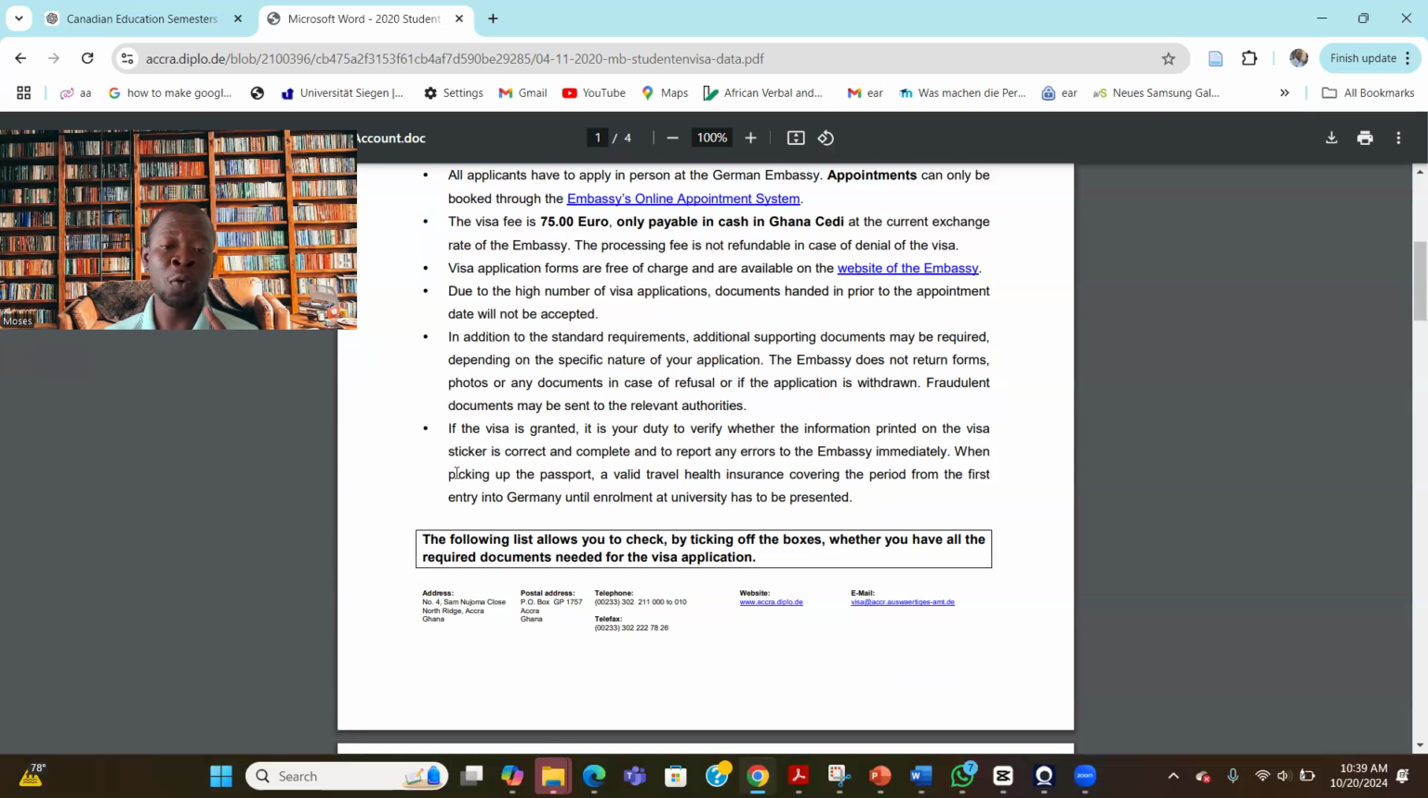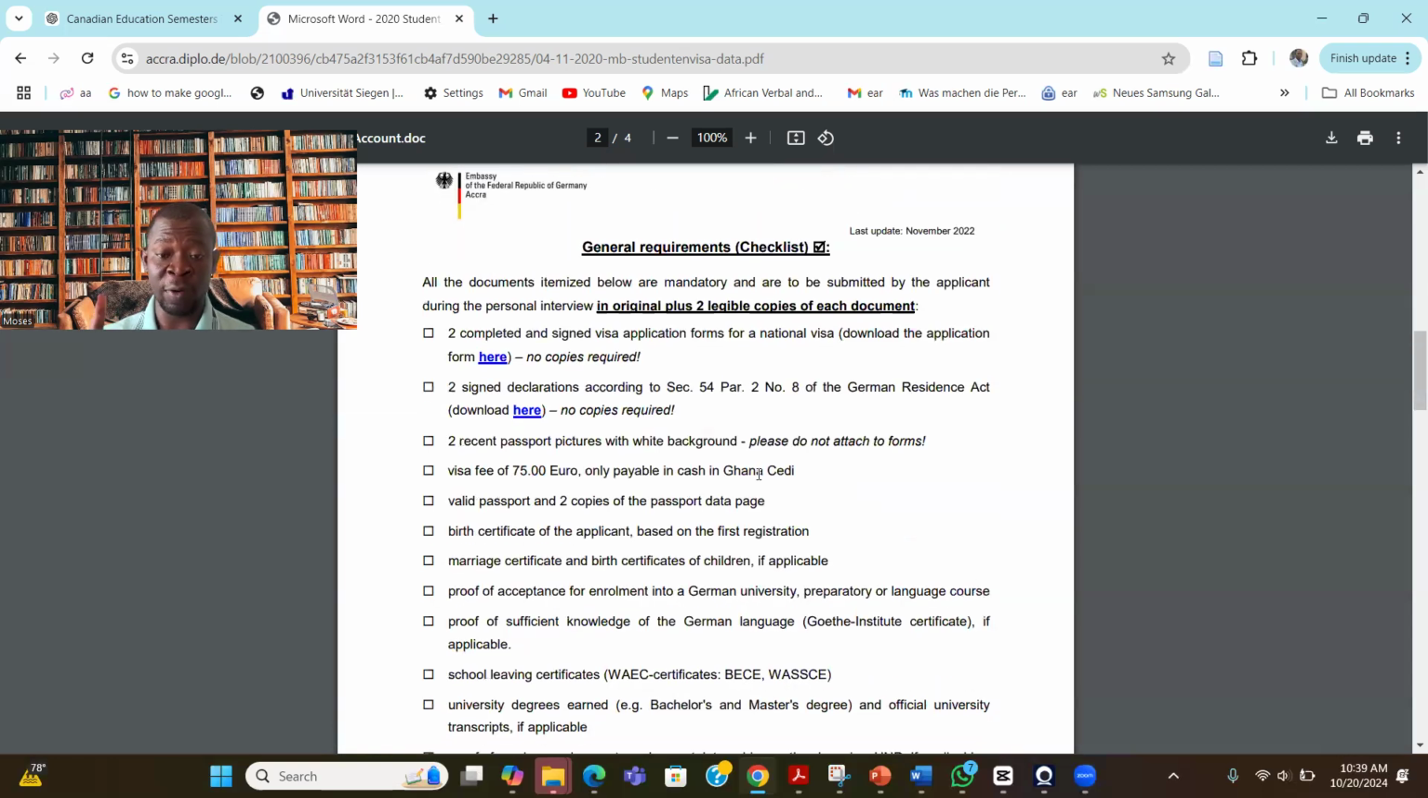Okay, so if you go with any fake document, you are in trouble. It will jeopardize even your future applications. So don't try. If you are granted a visa, it is your duty to verify that every piece of information is correct. So whenever you are granted a visa, you have to check, okay. So let's look at the general requirements.